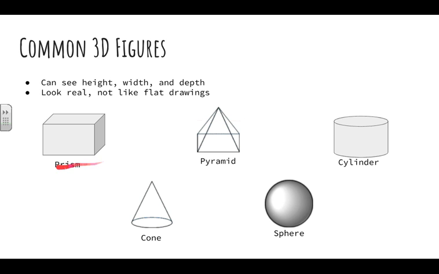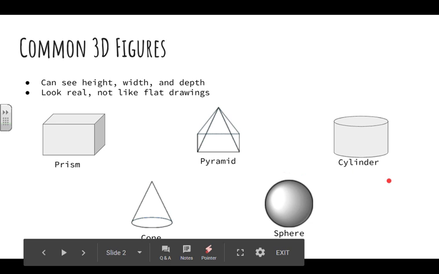So here we can see the prism is probably the best example of this. We have our height, our width, and our depth. The three dimensions of our prism. All right, let's talk about each of these a little bit individually.